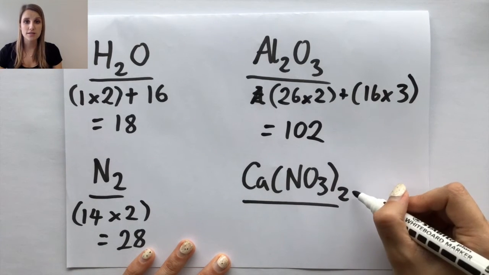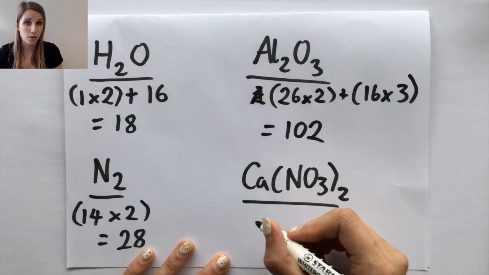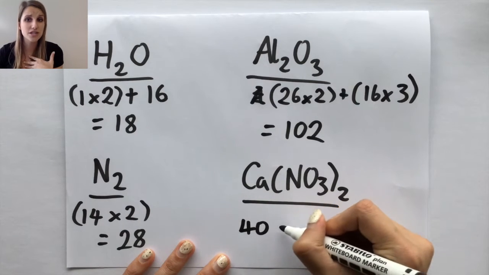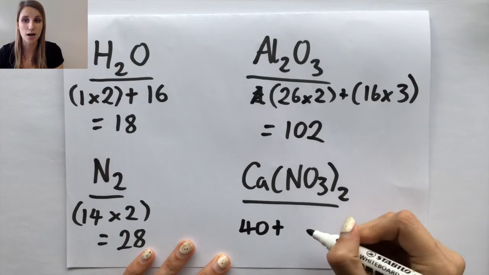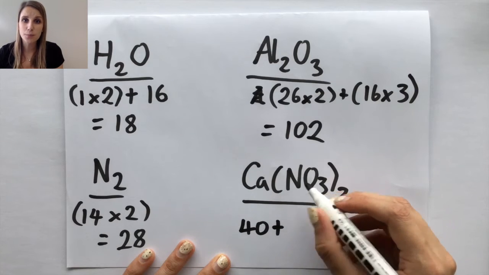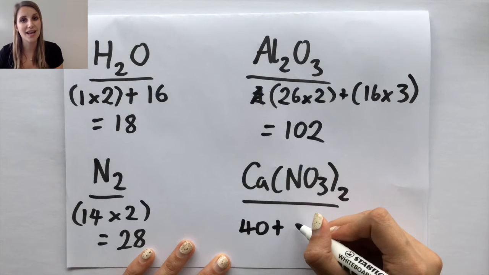The last one is calcium nitrate. So this means that I've got 1 atom of calcium, which has got a mass of 40. So that's the first thing I'll write down. But then everything in the brackets, remember, is times by that little 2 at the bottom. So that means I need to times everything in there by 2.